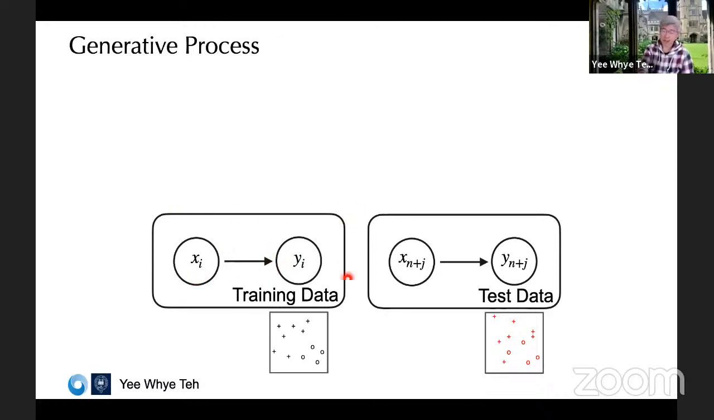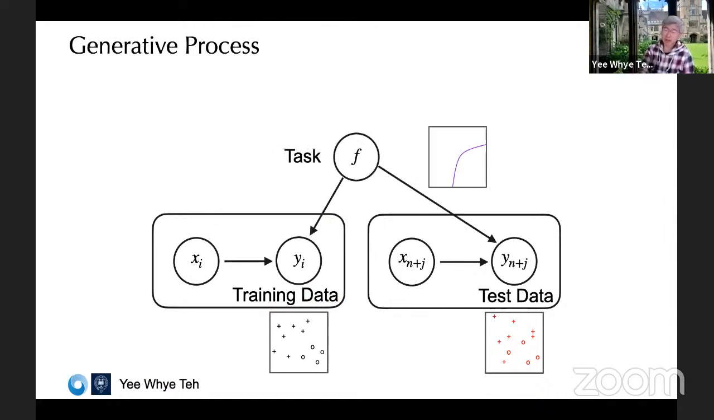Okay. And then we have these rectangular things, which are called plates. What a plate does is you can think of this as a stack of these things, one subgraph here, x_i goes to y_i, where i ranges from 1 to n in this case. So it's a plate over the training data. And then similarly, we have a plate over the test data. And we can represent latent variables in the graphical model. And this f here is an unobserved random variable, which describes what the task is. And in the case of supervised learning, f here corresponds to basically a predictor. Okay, here I'm visualizing that as a decision boundary between the plus classes and the zero classes. Okay, so this is coming from here.